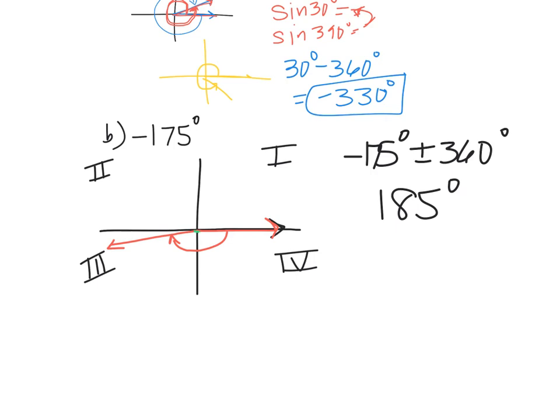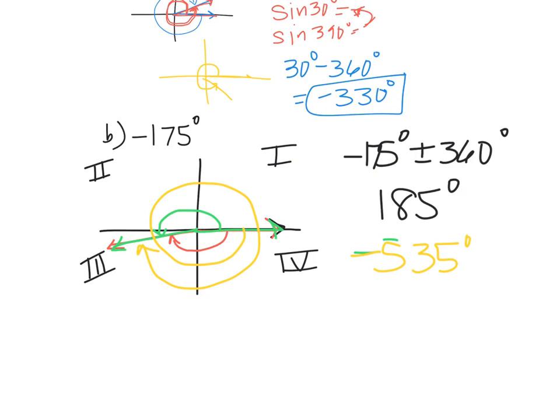185 would start here, and I would go 180, and then 5 more, and I end up at the same spot. 185, and then I would take negative 175 and subtract 360 and get negative 535 degrees. That would be an angle that would go past it and then back around to it. And that's how you draw it, the yellow one.